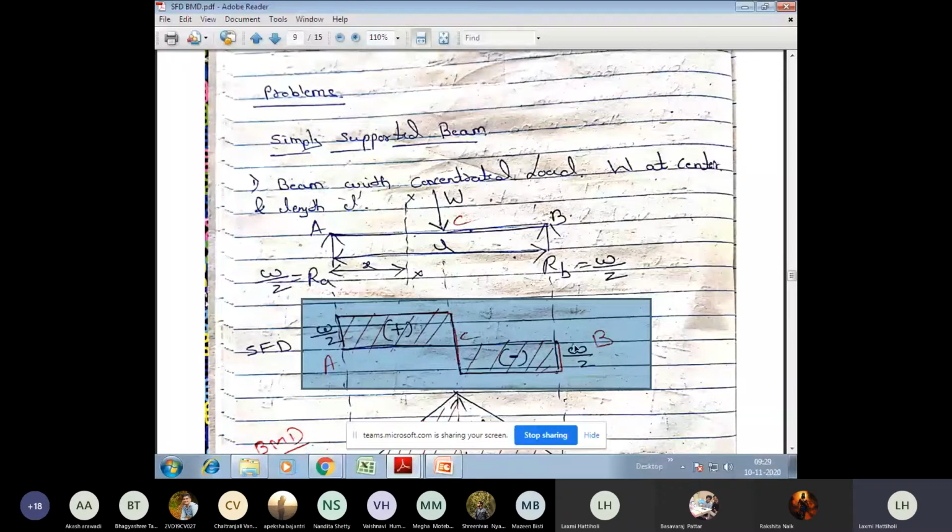Now shear force at, this is my baseline. Please observe my cursor. This is my baseline.